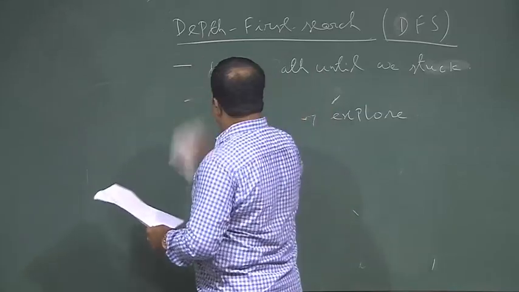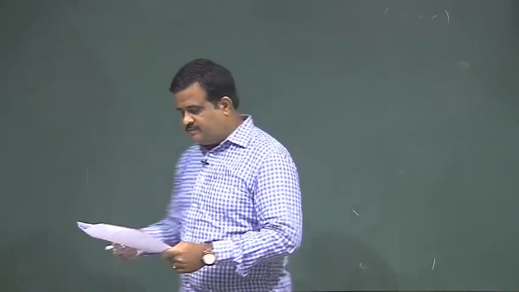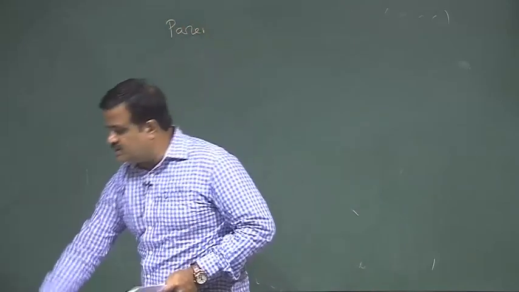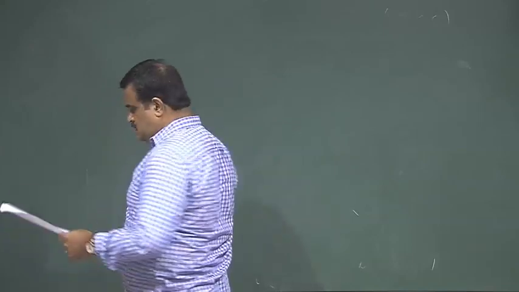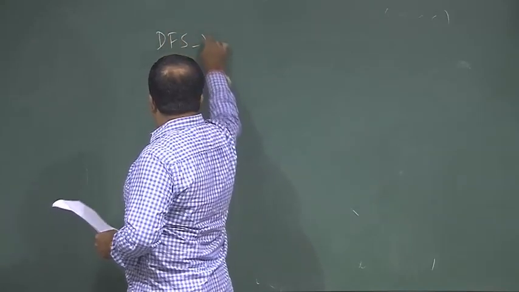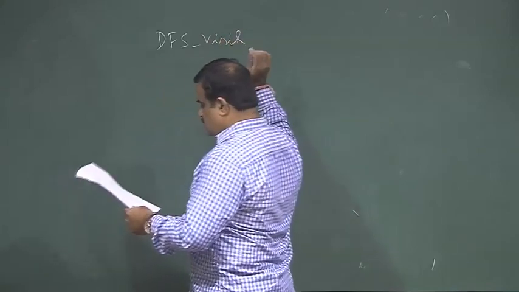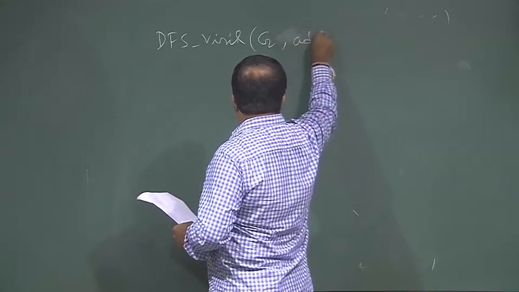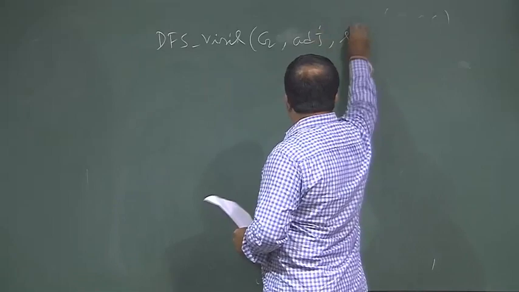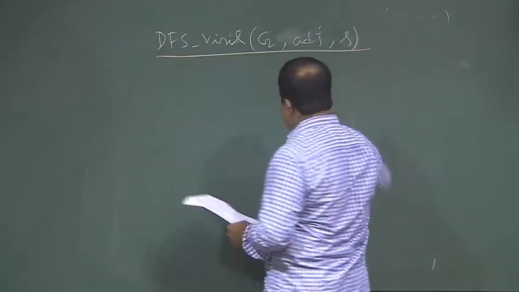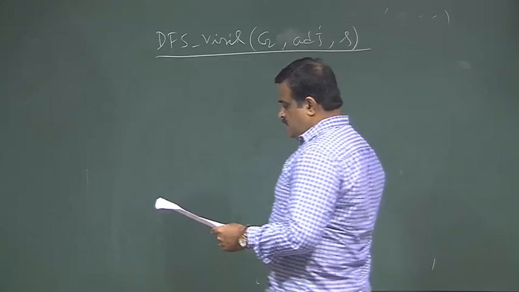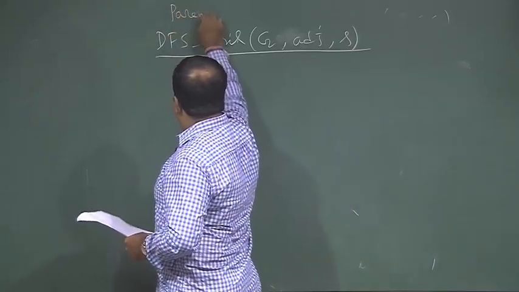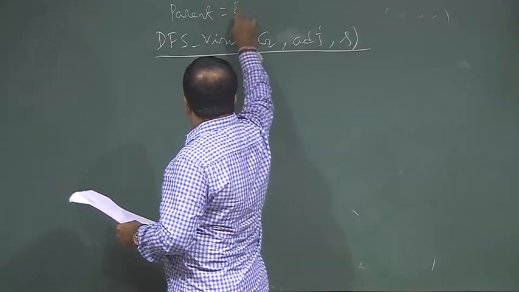Okay, so let us just write the pseudocode for this. We will try to write this in Python. So it has two parts, one is DFS visit, which takes as input a graph with an adjacency list, and here we have a source vertex. So, DFS visit has input with a source vertex. Okay. So, for this, the parent of the source vertex is null.